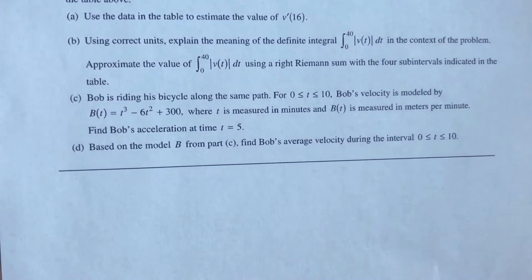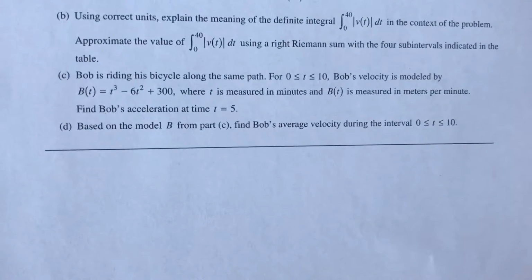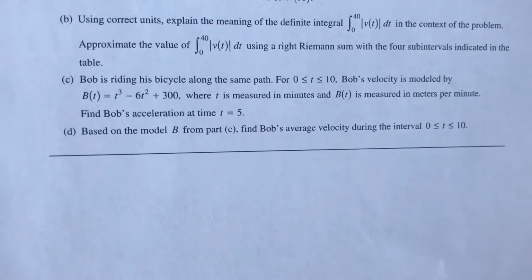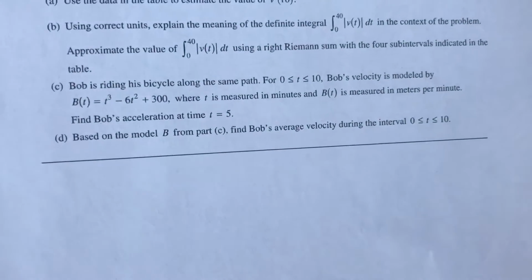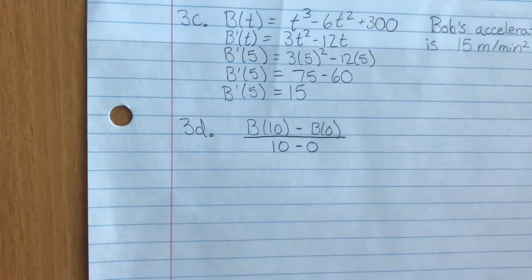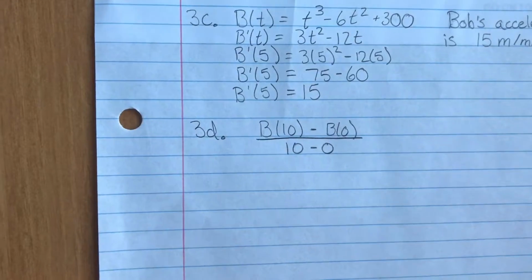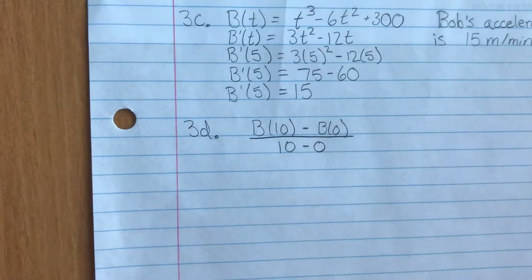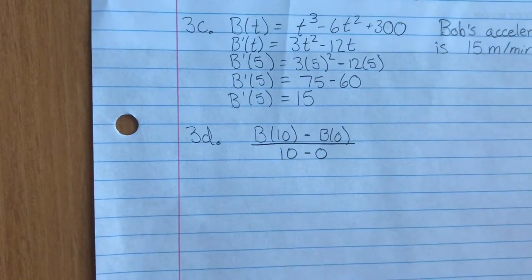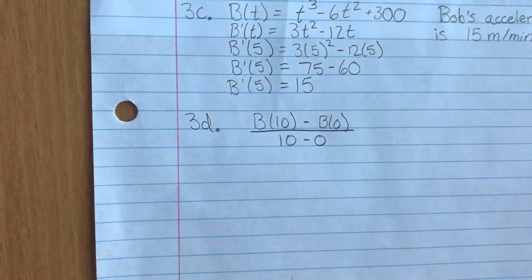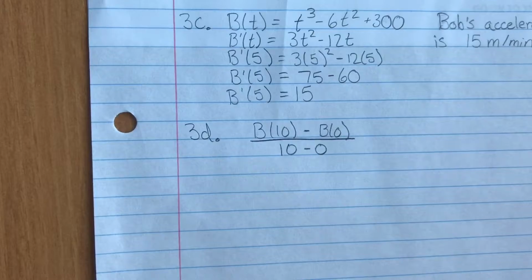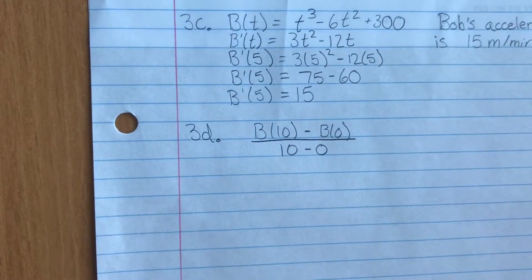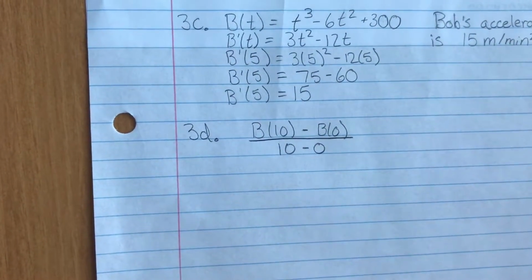3d. Based on the model B from part C, find Bob's average velocity during the interval 0 ≤ t ≤ 10. To find Bob's average velocity, we can do his ending velocity minus starting velocity all over his ending time minus his starting time. This can be represented by b(10) minus b(0) all over 10 minus 0.